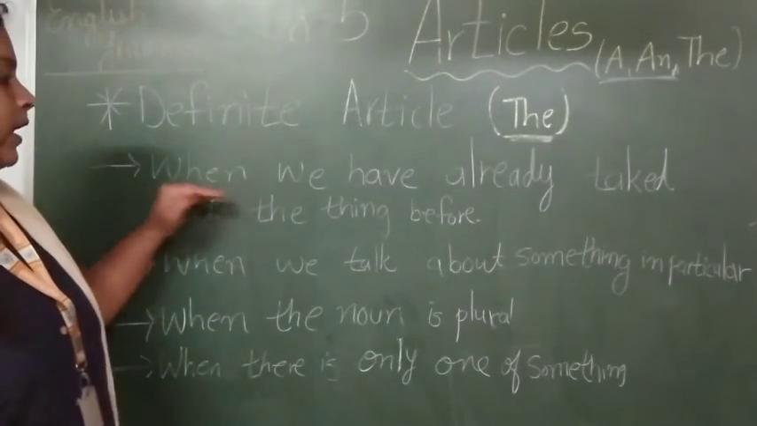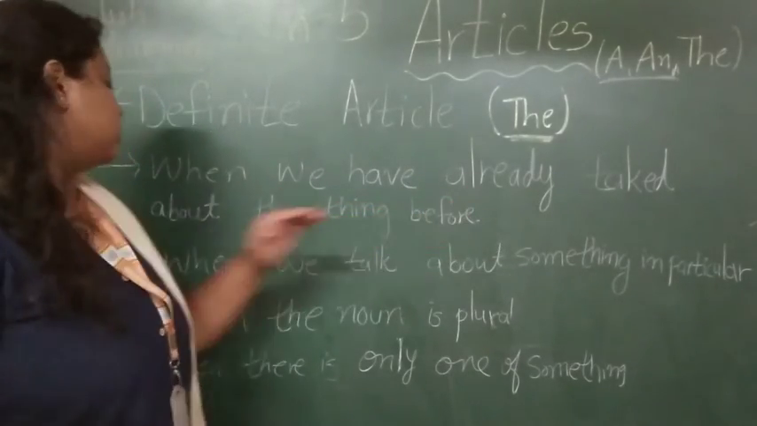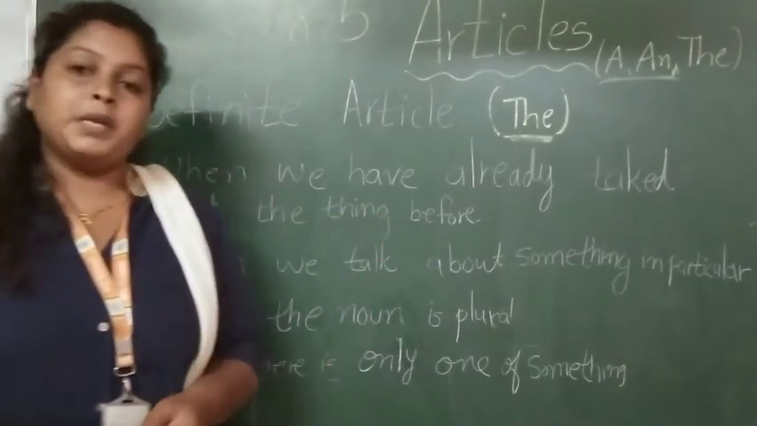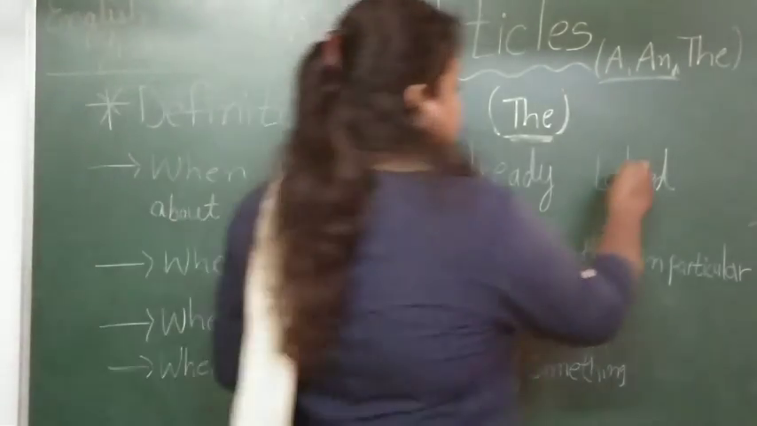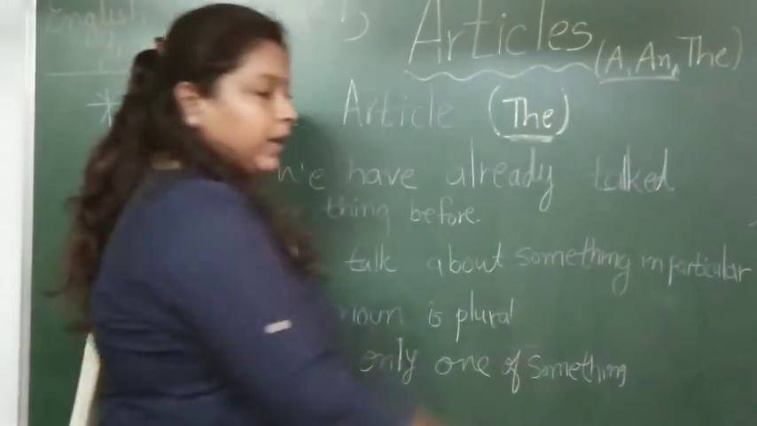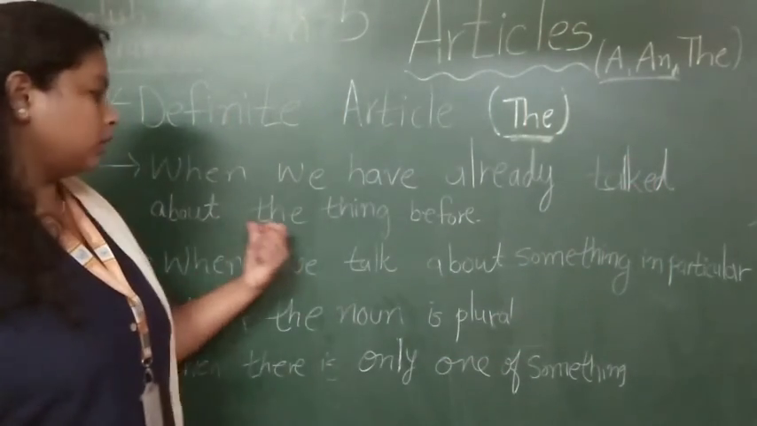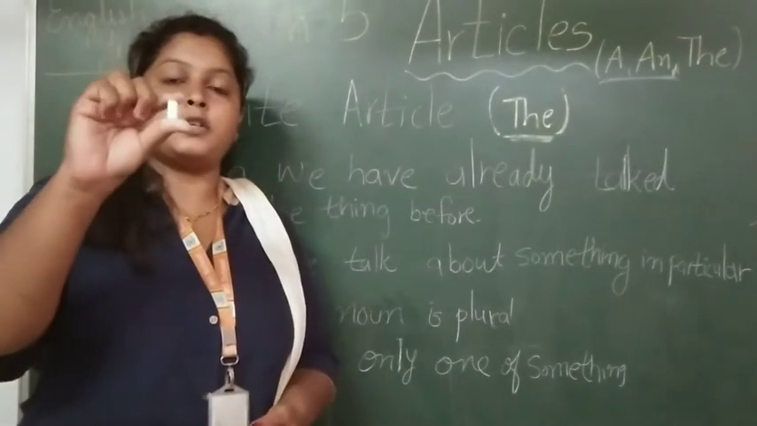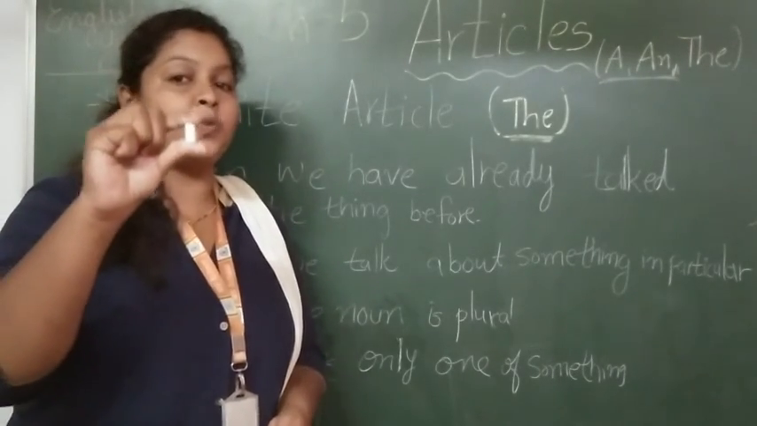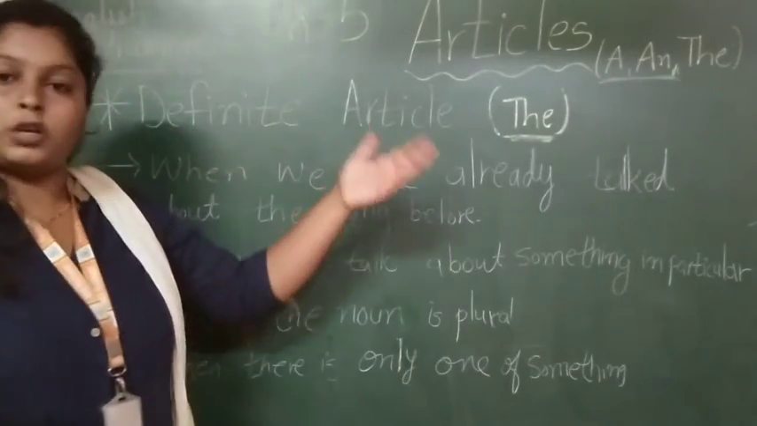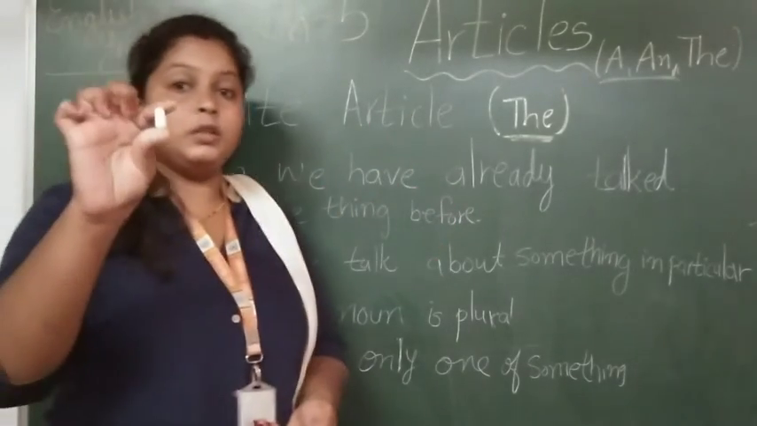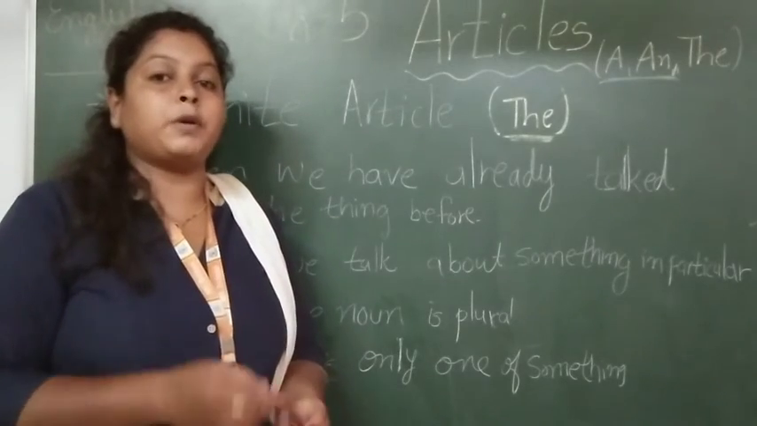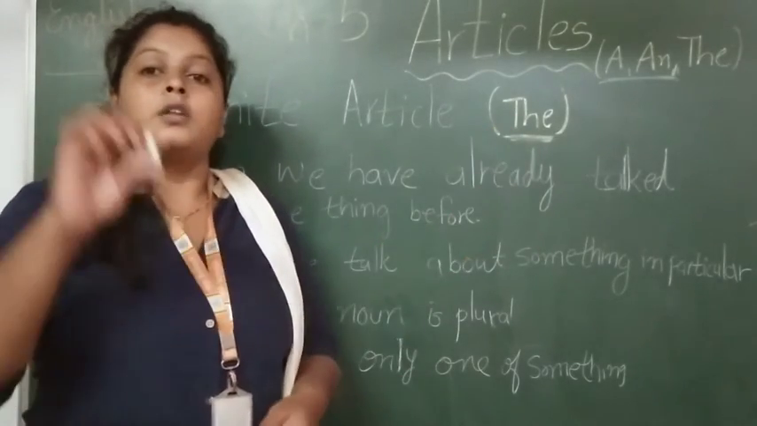So first, where we have already talked about the thing before. जब हमने किसी भी चीज के लिए बात कर दी हो, right? When we have talked about the thing before. For example, if I say this is a chalk, the chalk is white. पहले मैंने chalk के बारे में बता दिया था. This is a chalk. So whenever I want to repeat it again, I will pronounce it with the: the chalk is white.